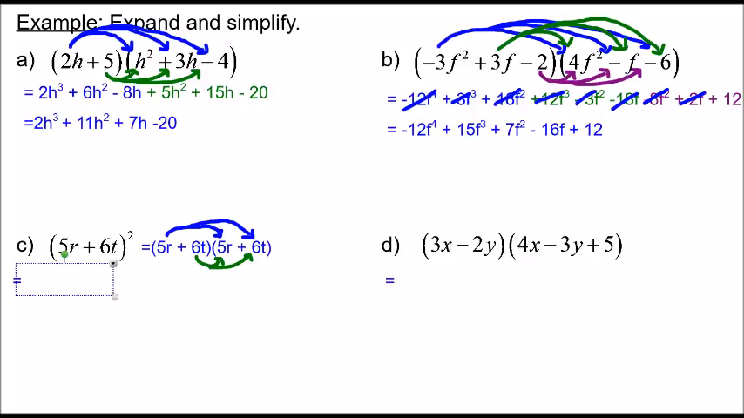When we do the first one, we are going to get 25r squared plus 30rt. Now when you're multiplying two different letters together, remember that they just stay rt and they just stay like that. There's no combining that you can do there. When I multiply my 6t into the second set of brackets, I'm going to get 30rt plus 36t squared. And then I'm going to combine my like terms. And when I do that, I will get 25r squared. My 30rt and my 30rt are going to give me 60rt. And we'll have 36t squared as our last term.